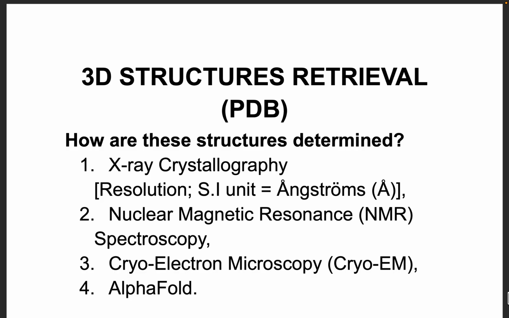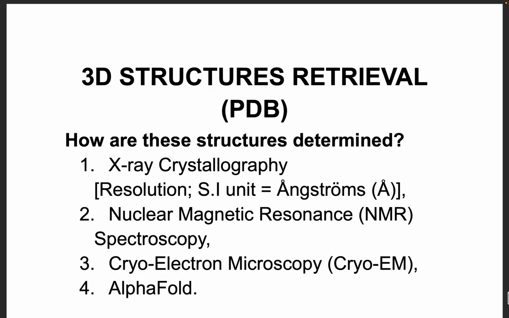The second way to determine these structures is by nuclear magnetic resonance spectroscopy. With NMR spectroscopy, instead of crystals, proteins are dissolved in solution, and how the atoms respond to magnetic fields is measured. It works beautifully for small proteins, and it is particularly good for capturing the flexibility and movement of things we can't see in a crystal.